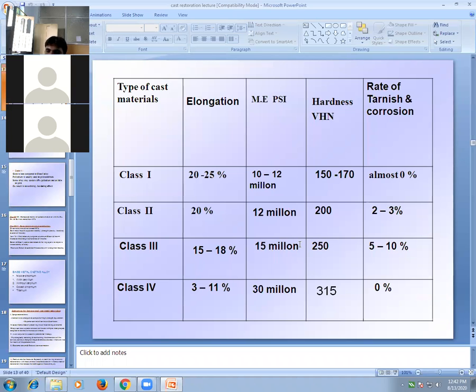So the most important is tarnish and corrosion. In class 1, there is absolutely no tarnish and corrosion as the gold content is high. But in class 2, there is 2 to 3 percent of tarnish and corrosion. In class 3, 5 to 10% of tarnish and corrosion. And in class 4, there is 0% of tarnish and corrosion.